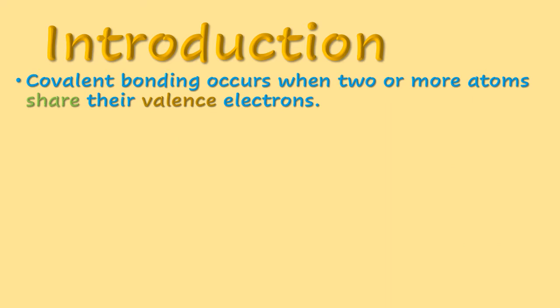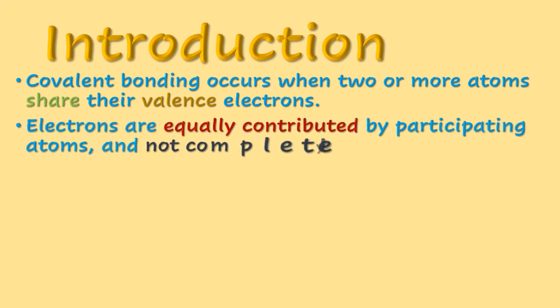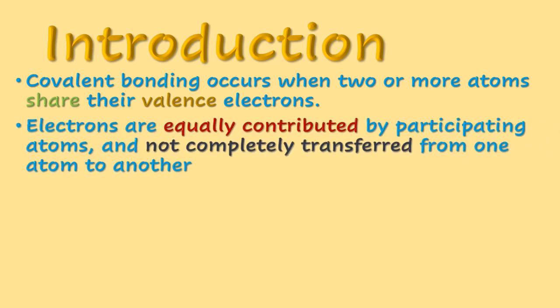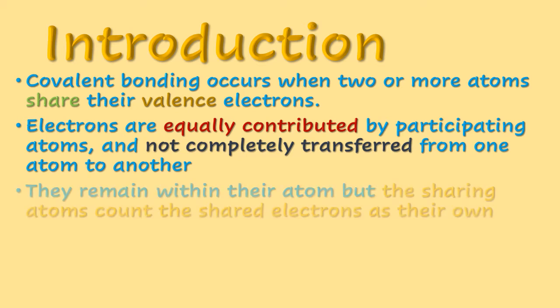As we've been emphasizing, covalent bonding will occur when two or more atoms share their valence electrons. It is worth noting that this sharing of electrons is done through equal distribution or equal contribution by the participating atoms. There will be no complete transfer of electrons from one atom to another.